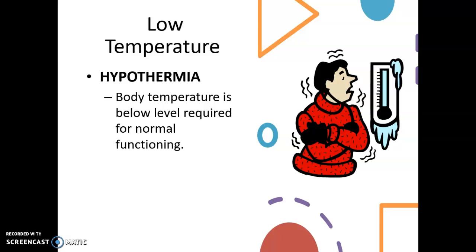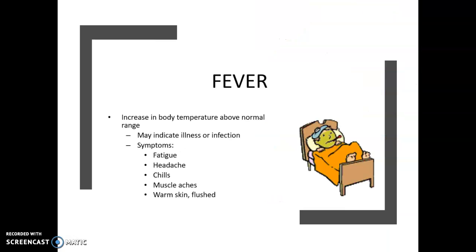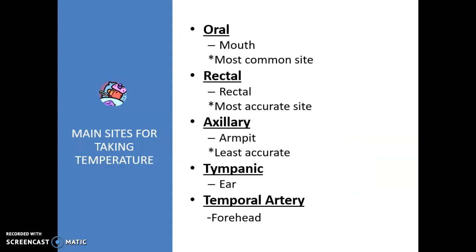Low temperature is hypothermia, which means body temperature is below the normal level required for normal functioning. A fever is an increase in body temperature above normal that may indicate illness or infection. The symptoms are usually fatigue, headache, chills, and muscle aches. You guys know what it feels like to have a fever, right? Main sites for taking a temperature, that was kind of in the table, but just remember that oral, by mouth, is the most common. Rectal is the most accurate, and your armpit, or axillary, is the least accurate.